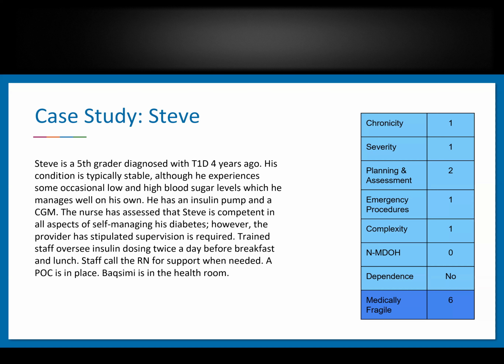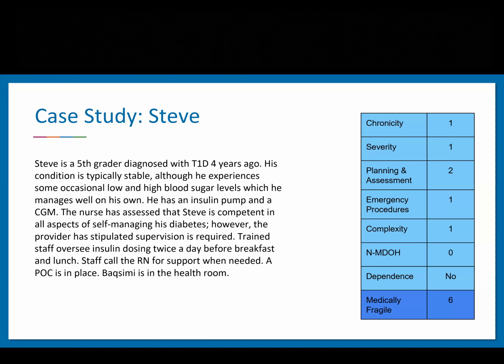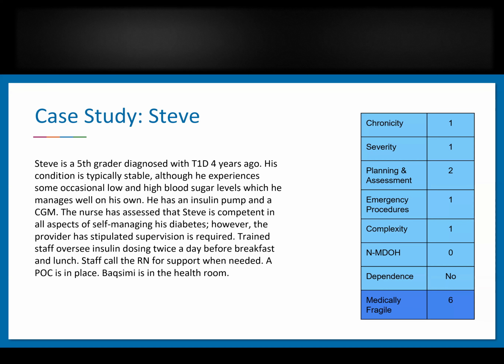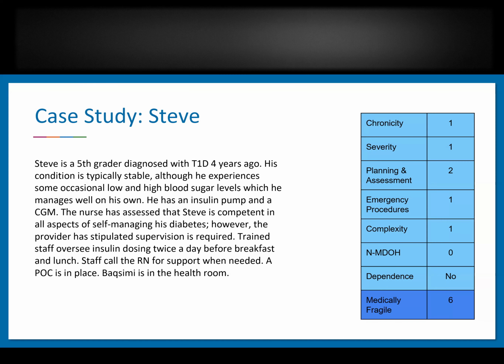Trained staff oversee insulin dosing twice a day, before breakfast and at lunch. Staff call the RN for support when needed. A plan of care is in place. Glucagon is in the health room. The score for chronicity is a 1. There is only one condition being managed by the nurse. Severity is a 1. The student is at risk for life-threatening events but is typically stable.